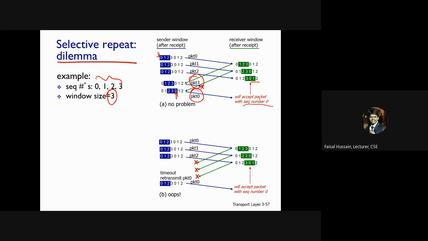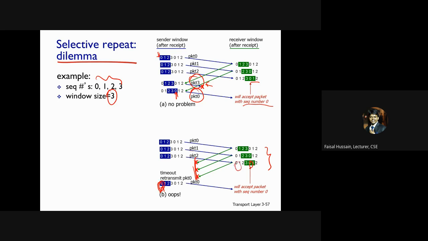Here packets 0, 1, and 2 are sent out, but all of the acknowledgements are lost. In the previous case, the packet itself was lost, so there was no problem. But if the acknowledgement is lost but the packet was received by the receiver successfully, the sender will assume that the timeout happened and retransmit 0 again. In this case, this 0 is not that 0, this is the first 0, so this one.